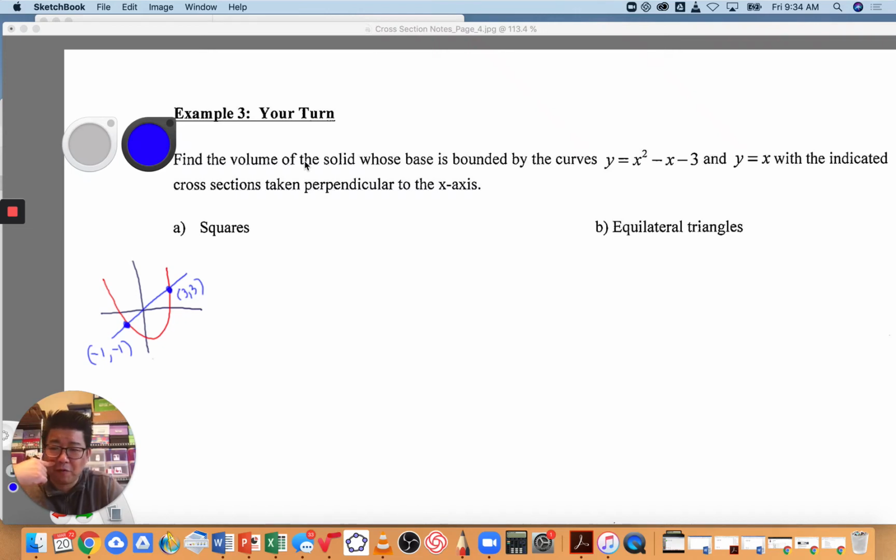This is page 4 of the cross-section notes, so without further ado, I guess we'll just get started.